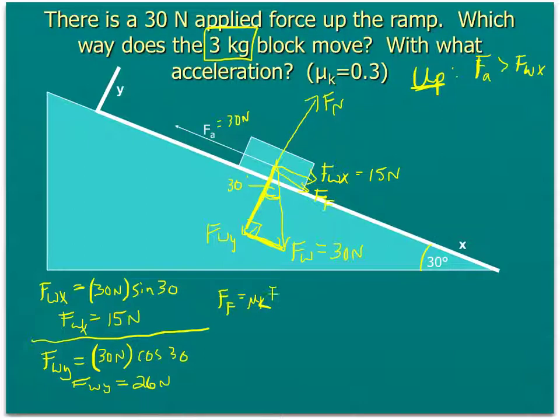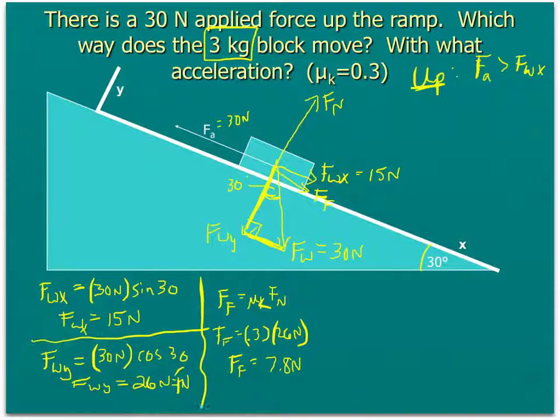Mu k times normal force. Mu k is given to us as 0.3. And I've solved for my normal force because, again, we know that Fwy is going in the opposite direction as Fn, so we know that that has to be equal to 26 also. So 0.3 times 26 newtons is equal to a force of friction that is 7.8 newtons.